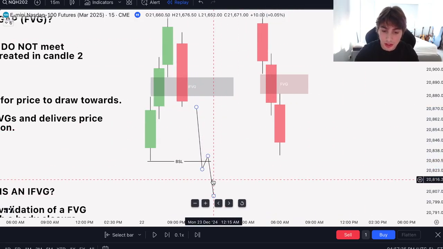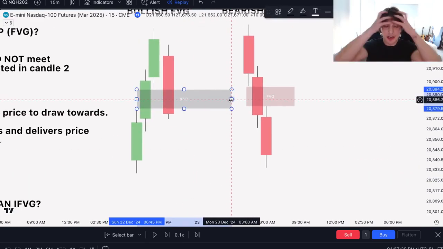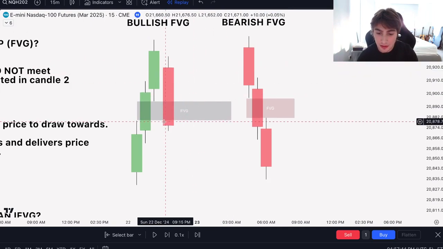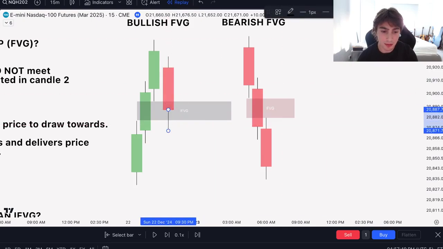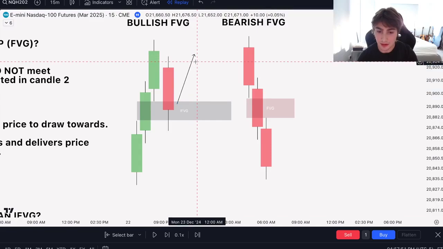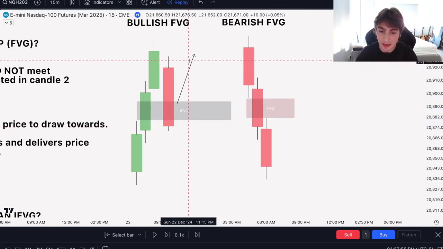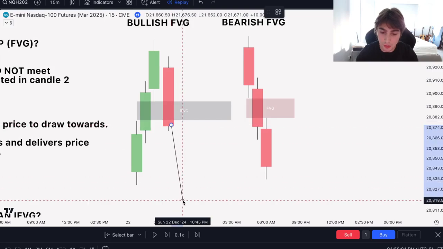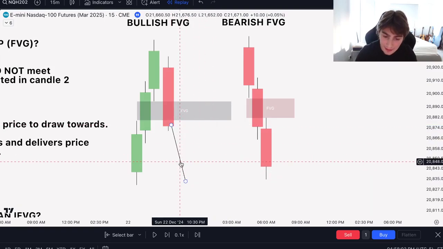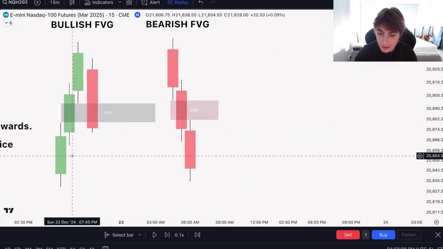In very simple terms, all you're thinking of here is, okay, if a fair value gap holds, I expect price to continue trading in that direction, right? So if price respects this fair value gap, cool, I'm expecting price to continue higher. But if price disrespects this fair value gap and we close past it with a body, I'm now expecting price to run lower.